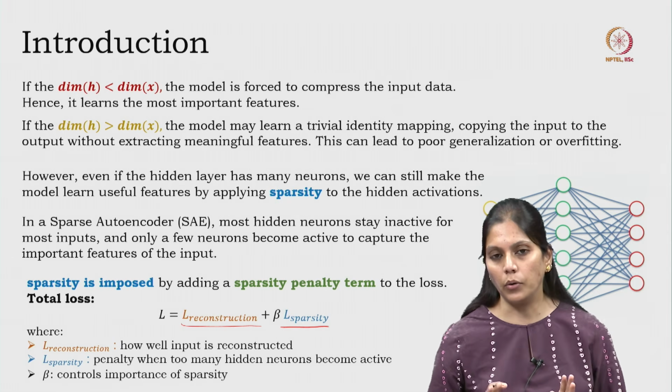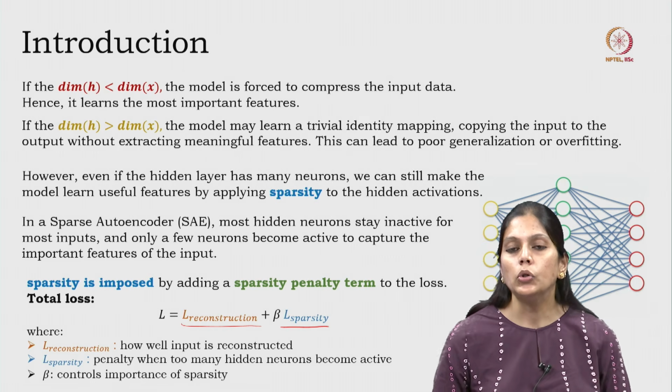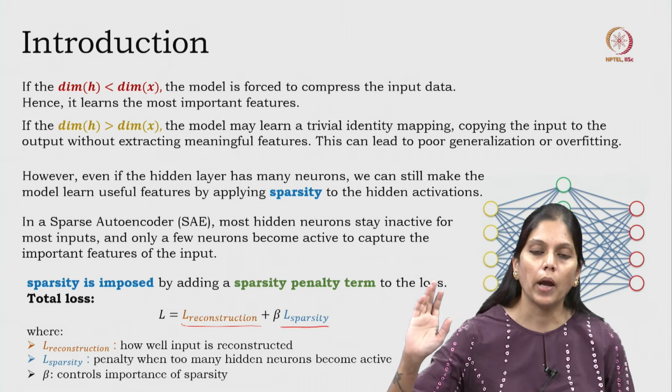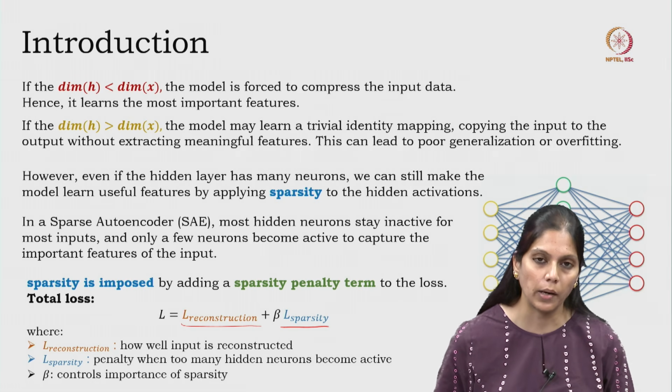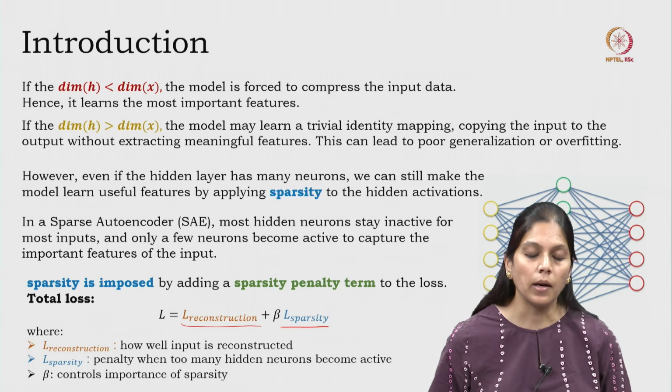So I think you are getting the overall idea. We don't want a neuron to be active most of the time, so it should remain inactive.